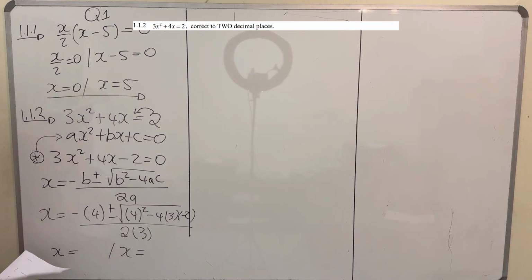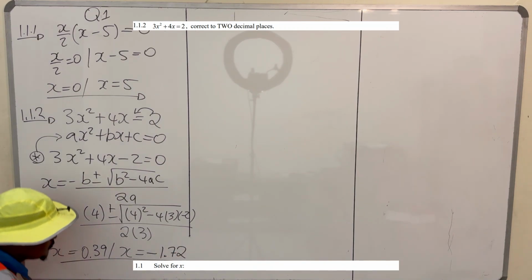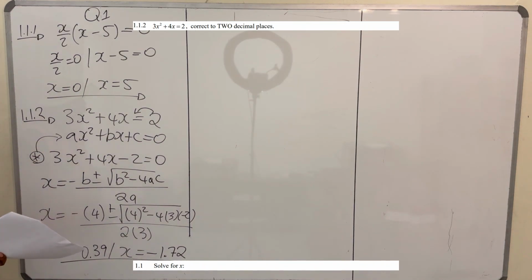x is 0.39 or negative 1.72. I'll need you to double check those and be sure that these are correct.